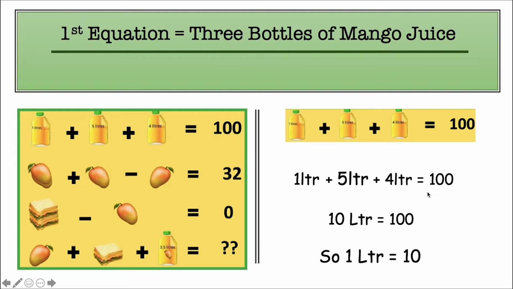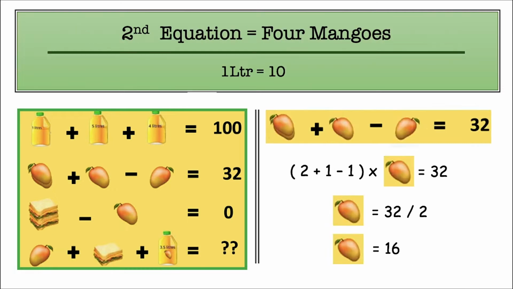The sum of these bottles is equal to 100. So 1 liter plus 5 liter plus 4 liter is equal to 100. On solving this, we'll get 10 liters is equal to 100. So using the unitary method, if 10 liters is equal to 100, 1 liter of juice will be equal to 10. So this is the end of our first equation. By the end of the first equation, we have got one value, that is 1 liter of mango juice is equal to 10.